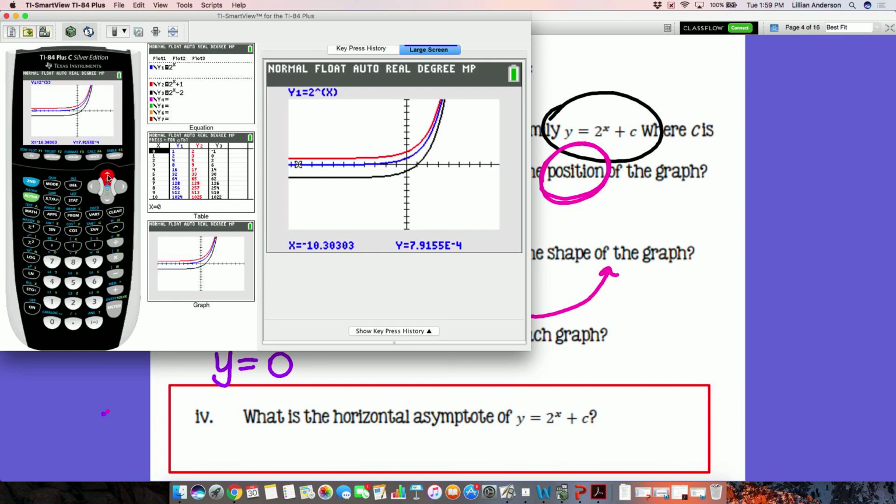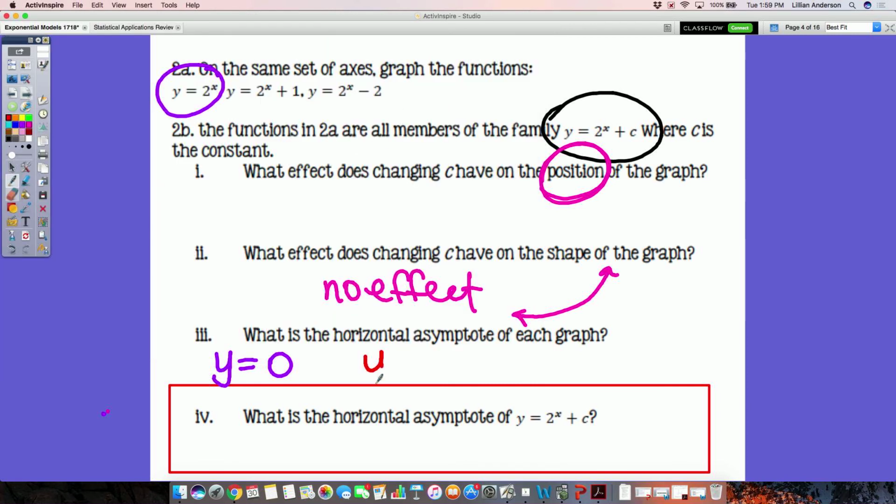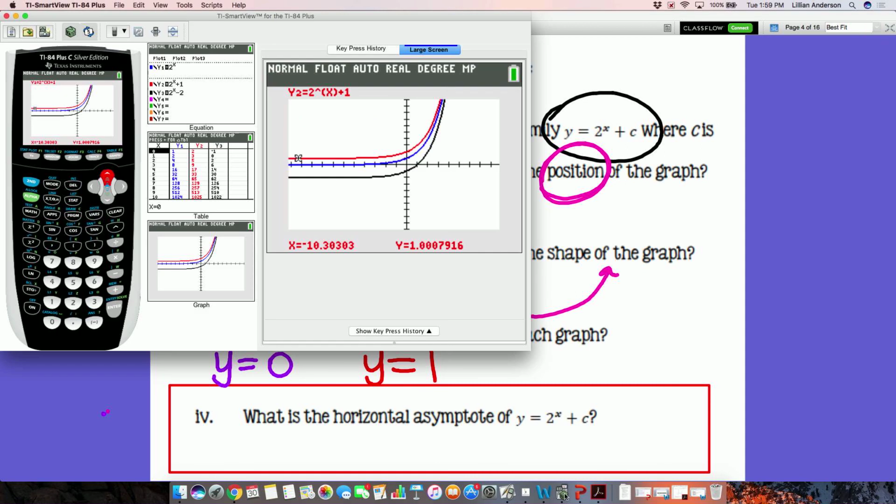Let's look at the red one. I'm going to change lines. This one's getting really, really close to what number? 1. So my horizontal asymptote is y equals 1. And then from the last one, do I need to go to it, or you guys think you know what it is? -2. It is -2.